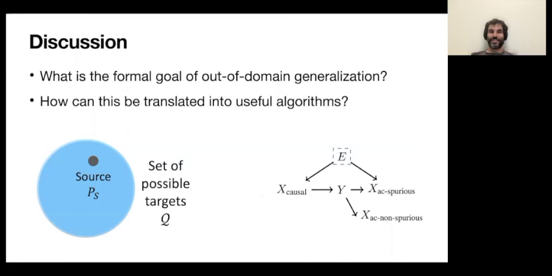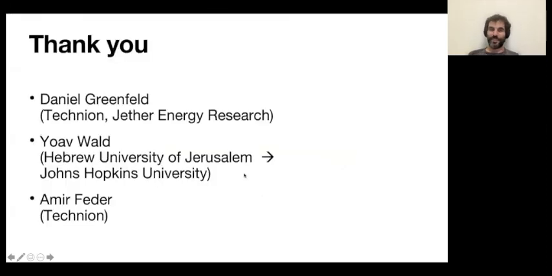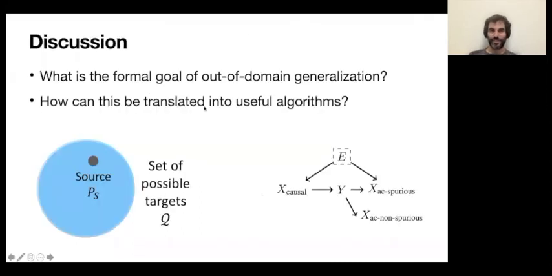Just for the discussion, what is the formal goal of out-of-domain generalization? So we had two different ways to formalize it. There are other ways to do that. And how can this be translated into useful algorithms? So again, we saw two of them, using ASIC and using calibration, but there are many, many more. And I just want to thank the people who did most of the work, students and former students, Daniel Greenfeld, Yoav Wald, and Amir Feder. And thank you everyone for your time and attention. And I'm happy to take any questions.